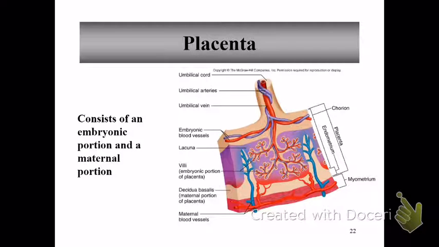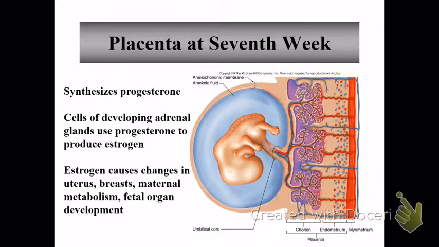Okay. At 7 weeks, it actually starts to make its progesterone. Cells of developing adrenal glands use progesterone to produce estrogen. Remember, the only testosterone that girls have is what's produced in the adrenal glands. And same for boys with estrogen. Estrogen causes changes in the uterus, the breast, metabolism, and the organ development. So it causes all kinds of problems, right?